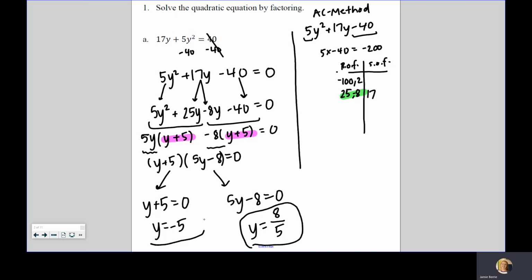You do not need to check your answers here. We'll see some equations that you do have to check your answers on, but this is not one of them. So there's our answer solved. We solved this one by factoring.